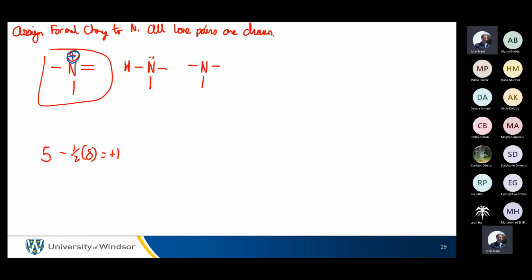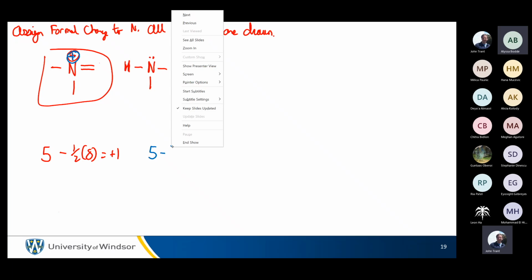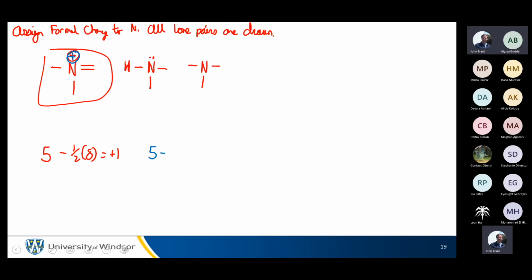Okay, if we look at number 2. Yep, so 5 minus 6 minus 1/2 2. Oh, right. Oops. Or sorry, 5 minus 2 minus 1/2 6? Yeah, sure. That's fine. Yeah, that makes sense.